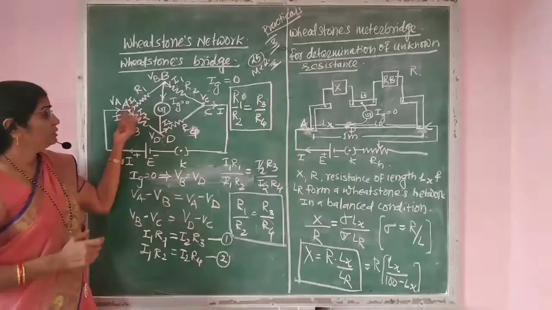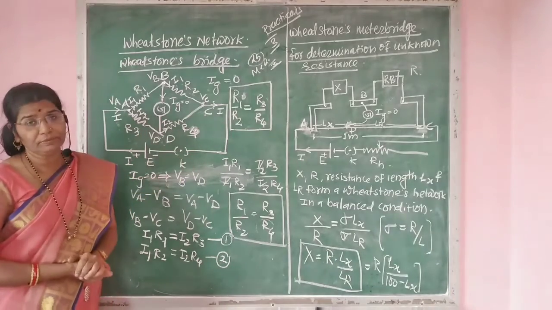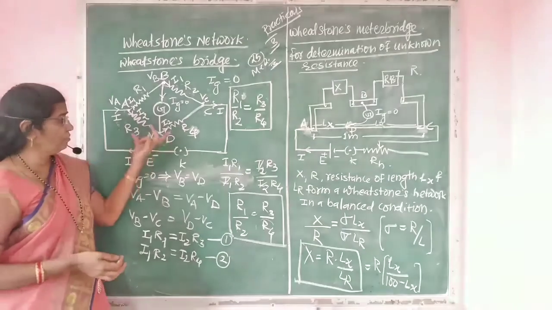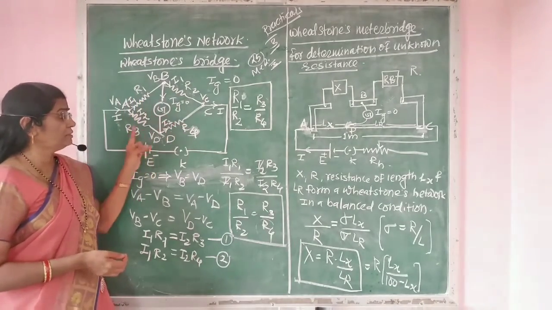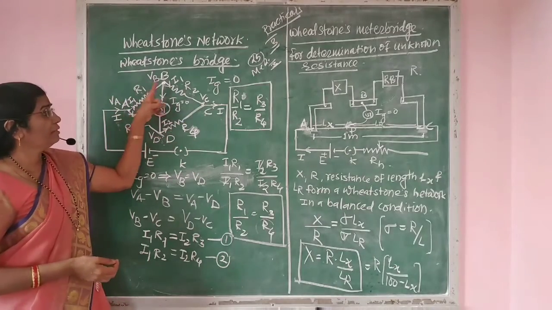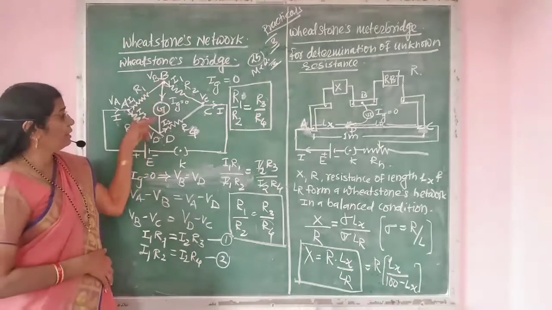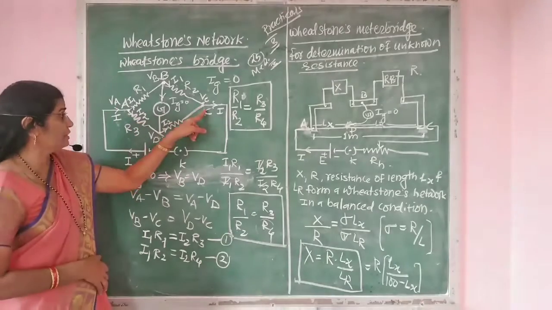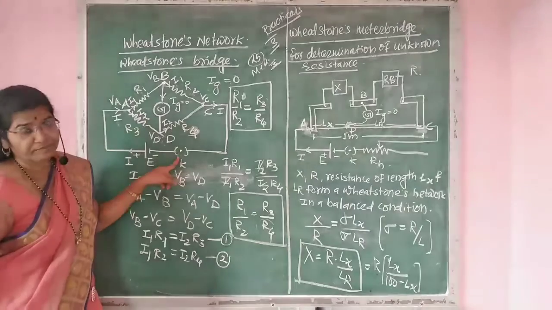To determine unknown resistance or to prove the balance condition, Wheatstone uses the circuit shown in the figure. It consists of four resistances, R1, R2, R3 and R4, connected to form a closed loop A, B, C and D. In between B and D, a sensitive galvanometer G is connected. In between A and C, a cell of EMF E and a key K are connected.